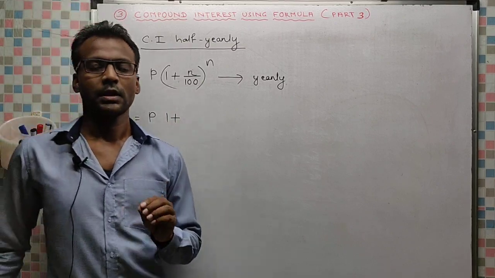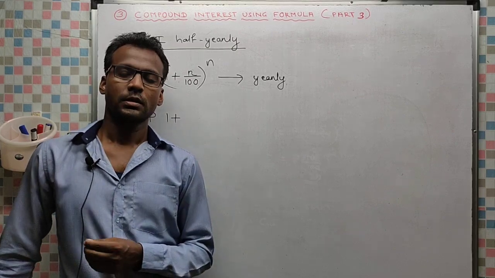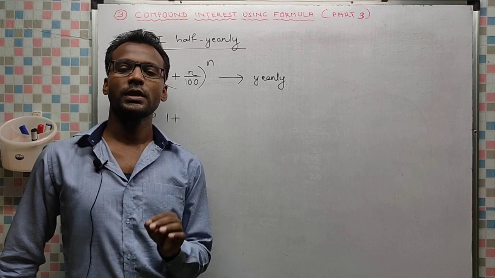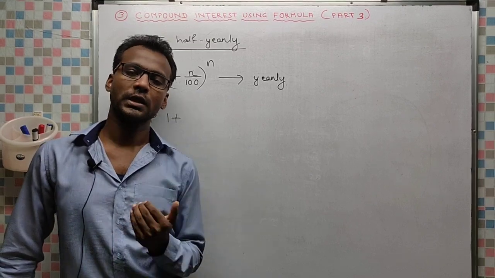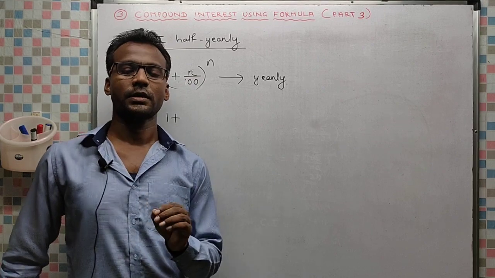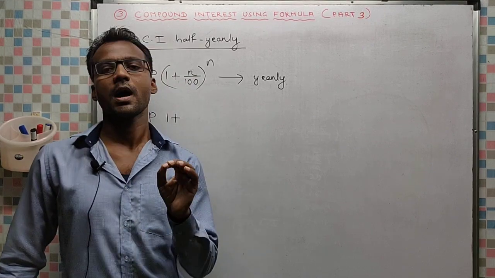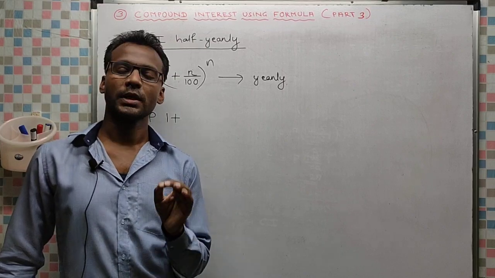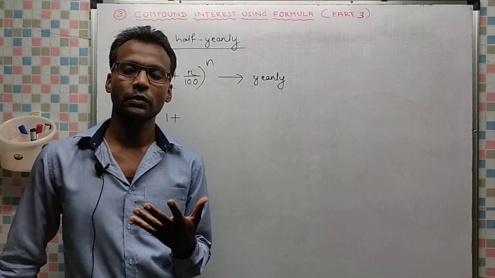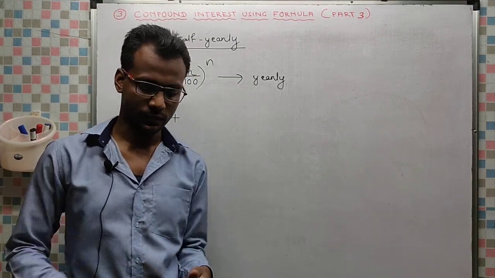If the rate of interest is 10% yearly, then for half yearly it will be 5%, means 10 by 2. If yearly 12%, then half yearly it will be 6%, 12 by 2. So if yearly it is R percent per annum, then for half yearly it will definitely be R by 2. Remember this, R by 2.